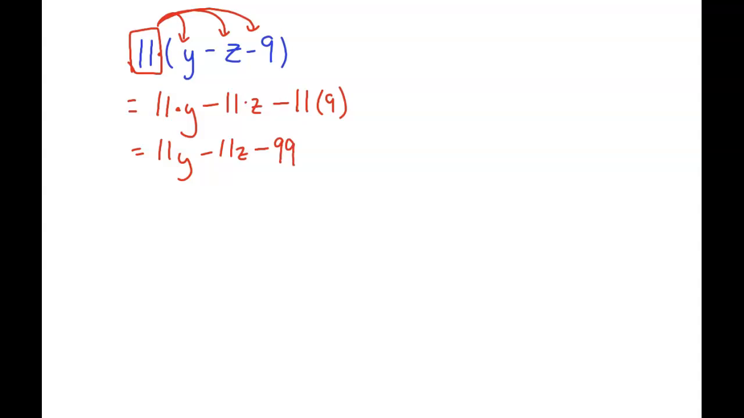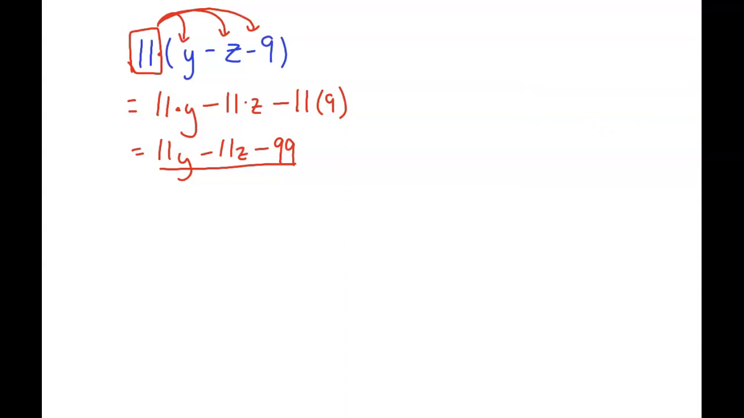Then I look and say, is there anything that I can combine? Well, this has a y. Neither of my other terms have y's. This has a z. Neither of my other terms have a z. So this is going to be my final answer. So whenever you have the distributive property, whenever you have things in parentheses, you're distributing into only the parentheses that is right next to that item.